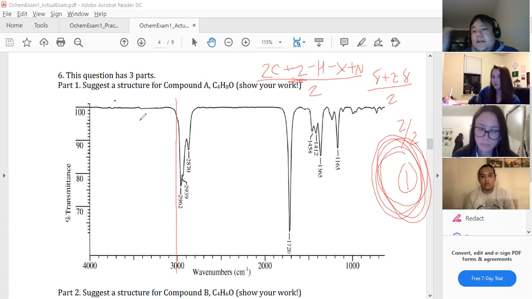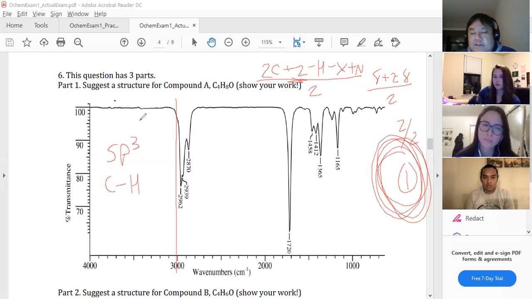sp3 carbon hydrogen. So I'm going to have carbons attached to hydrogens and they're going to be single bonded. They're just alkanes, right? I don't have any double bonds there. What is the other big functional group that you should see right away on this IR spectra?